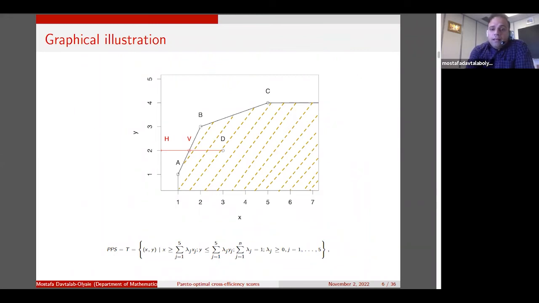The question here is: which optimal solution should be chosen in determining the cross efficiency of DMUs?